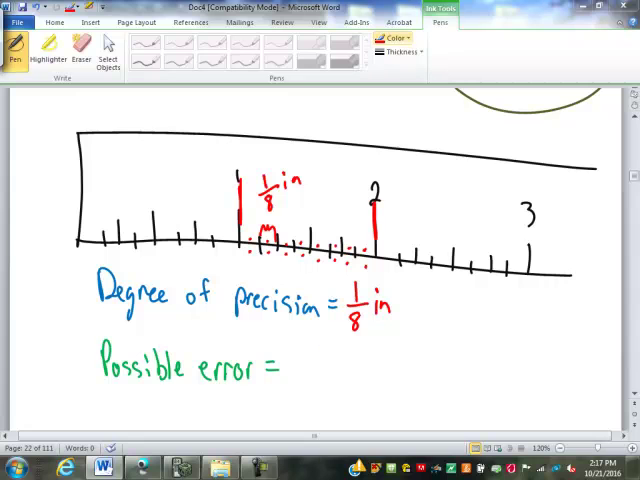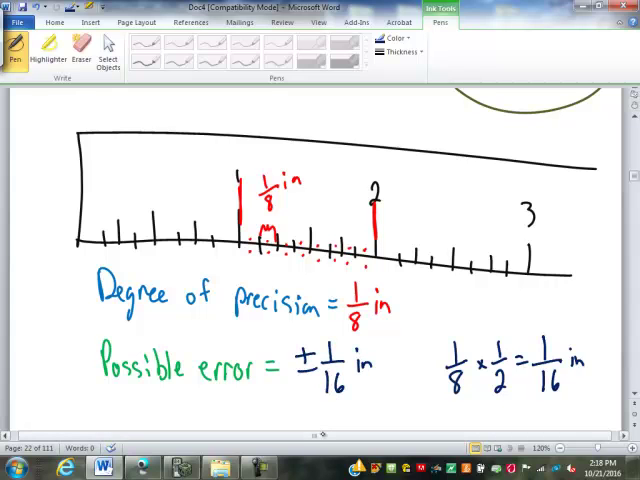How do we find our possible error from that? Well, it's half of that. So we can either divide by 2 or multiply by 1/2. 1/8 times 1/2 is 1 times 1 is 1. 8 times 2 is 16. Perfect. So that is a possible error of plus or minus a 1/16 of an inch. So that means that any measurement we report with this ruler.